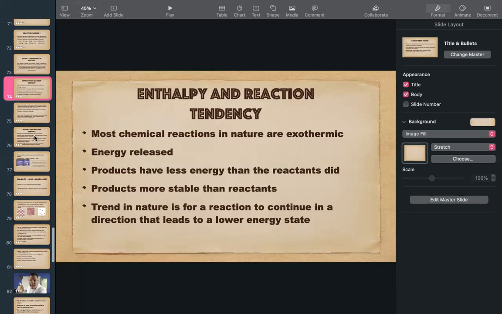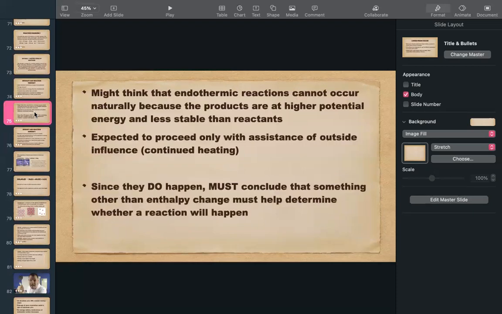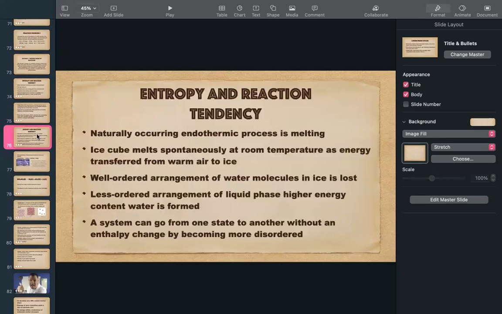Okay. So most chemical reactions in nature are exothermic, which means energy is released and the products have less energy than the reactants did, which means the products are more stable than the reactants. Again, the trend in nature is for a reaction to continue in a direction that leads to a lower energy state. But because endothermic reactions do occur, it means that there is something else, a different factor that must also affect whether or not a reaction will take place spontaneously, and that is entropy. So entropy is basically a measurement of disorder.